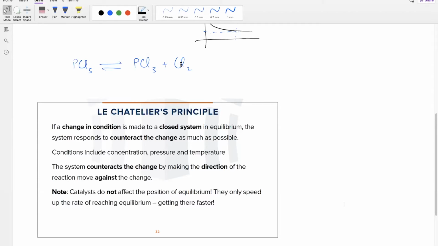Similarly, if it is already endothermic and I decrease the temperature, it will try to increase the amount of kinetic energy over there, and it will try to go in the backward direction to counteract that. So all of these are basically based on Le Chatelier principle, which says that whatever you do, the system will try to counteract, the system will try to oppose that change.